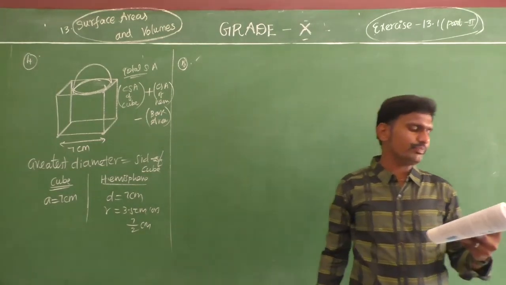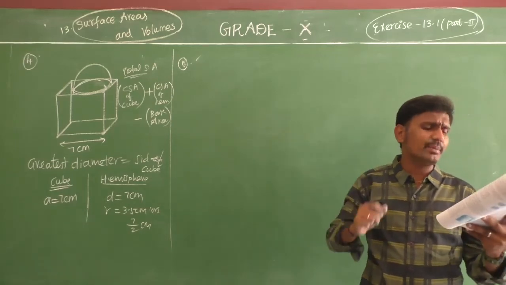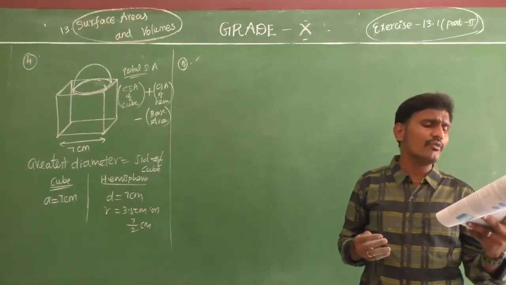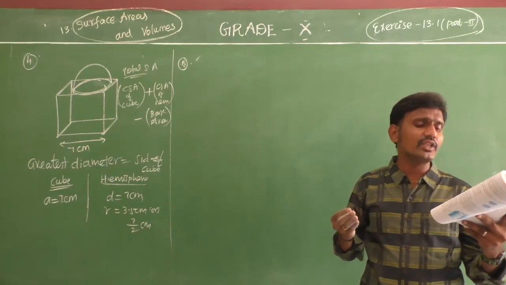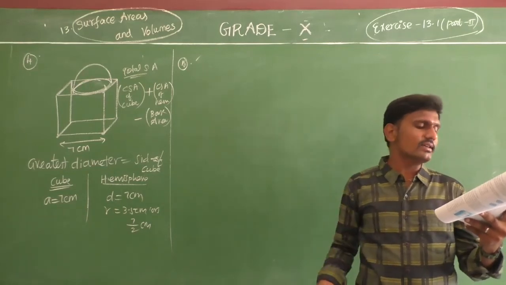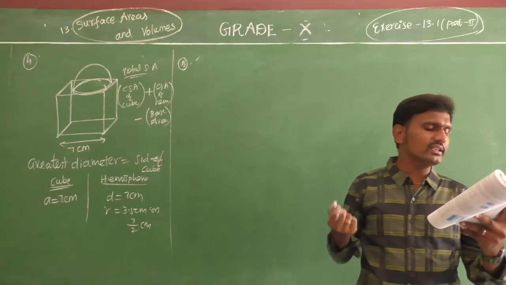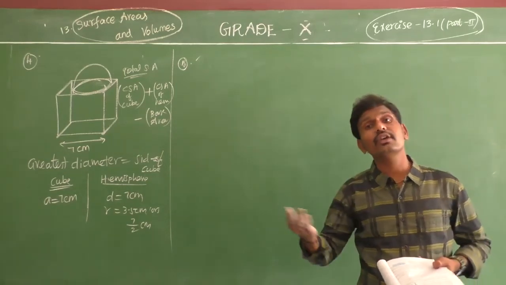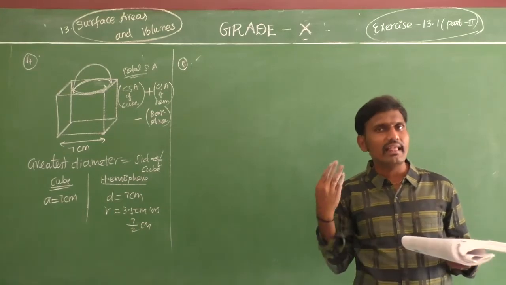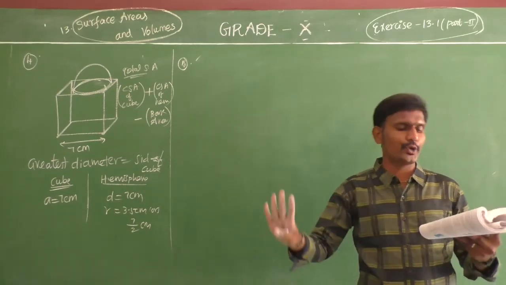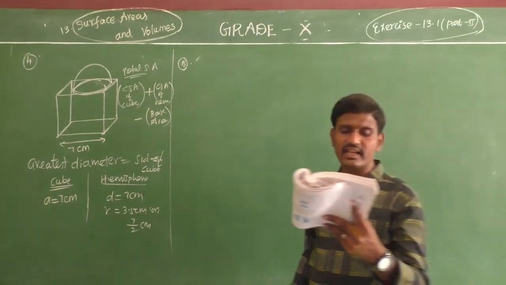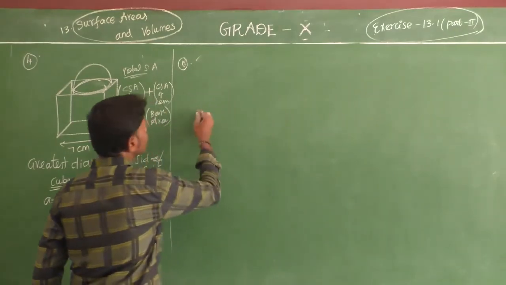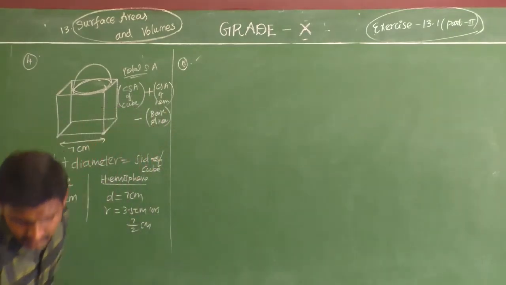Now listen. A hemispherical depression is cut from one face of a cubical wooden block such that the diameter L of the hemisphere is equal to the edge of the cube. Edge of the cube, that is the length of the side of the cube. Now determine the surface area of the remaining solid. Surface area of the remaining solid.